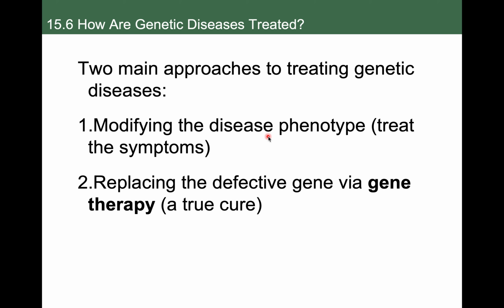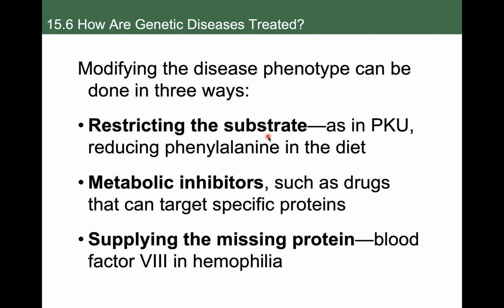So in terms of just treating the phenotype, the PKU example that I mentioned would fall into that category. If you find an infant has PKU, you're not going to actually cure them of PKU. You're just going to restrict the amount of phenylalanine in their diet. And if you do that for a period of time, then they're usually in the clear and fine for the rest of their lives.